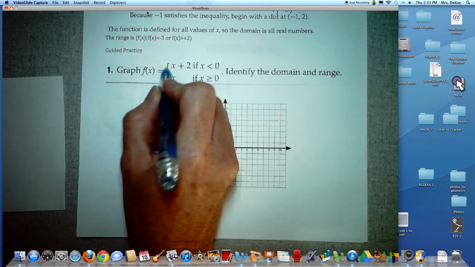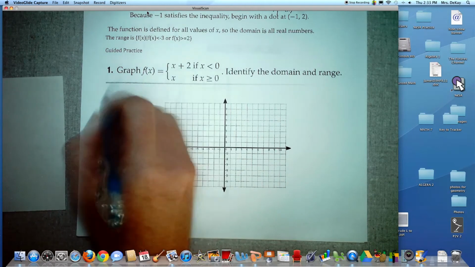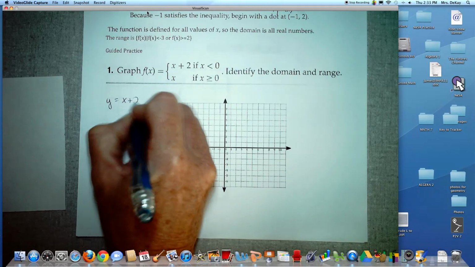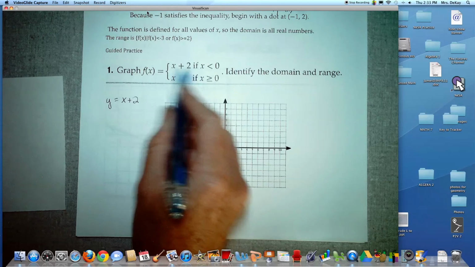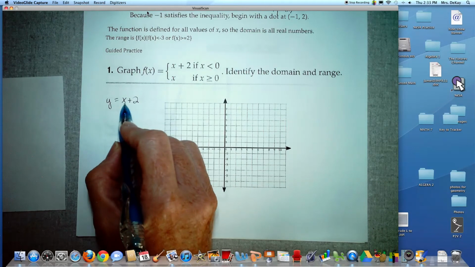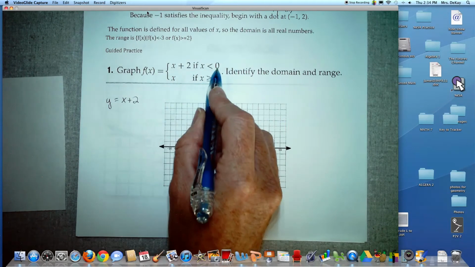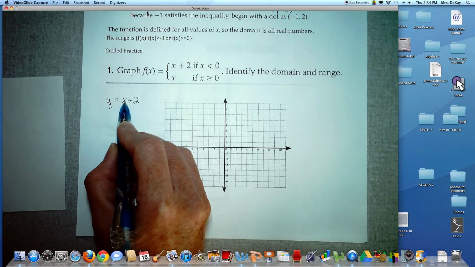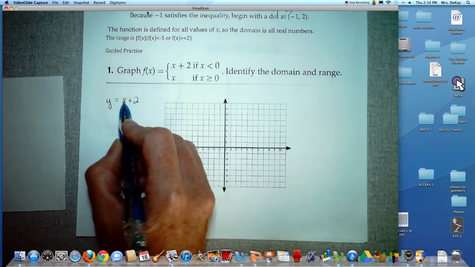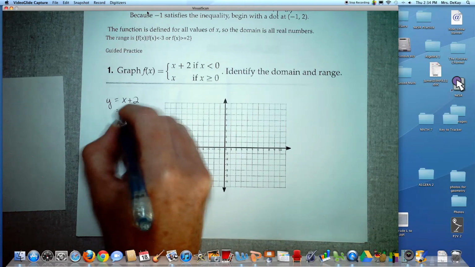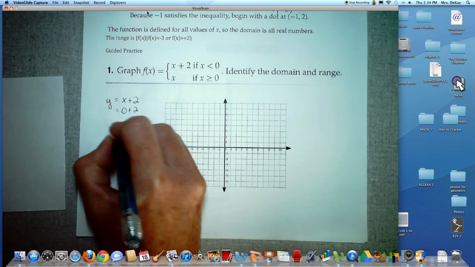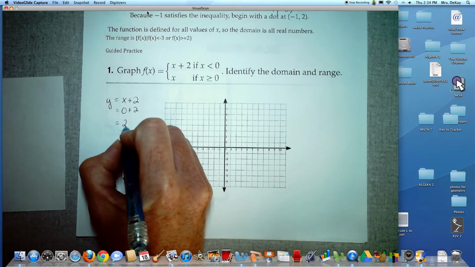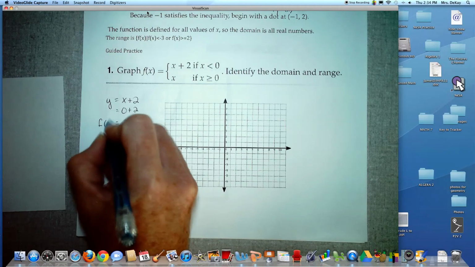So let's try it. Let's take this first equation, which I'm going to rewrite as y equals x plus 2. Does anybody have a problem with that? Y equals x plus 2. And I'm going to put 0 in for my x. So if I put 0 in here, that means I get 0 plus 2. So what is 0 plus 2? 2.